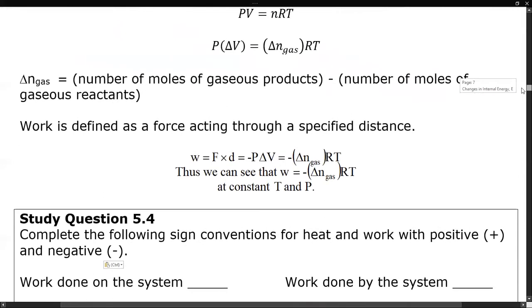So work is force times distance, which equals negative P delta V, which is equal to negative delta n RT. We assume the pressure and the temperature are constant, where R is the universal gas constant, and we'll work that into a problem, and so you'll get the value of it.